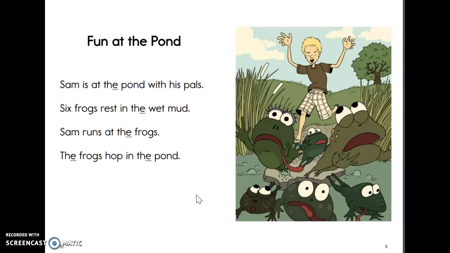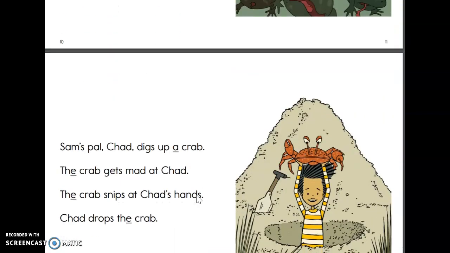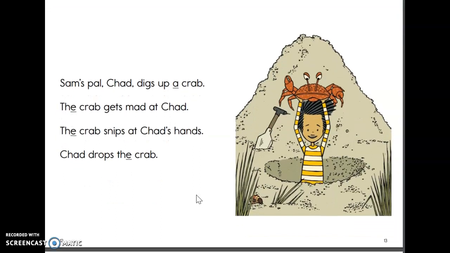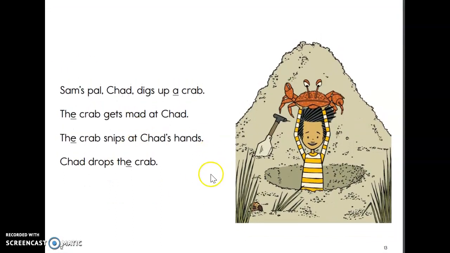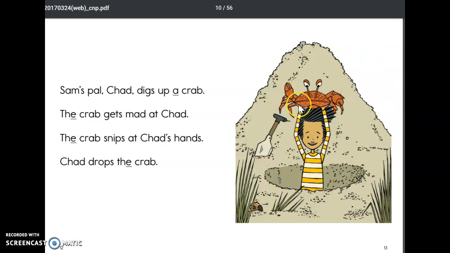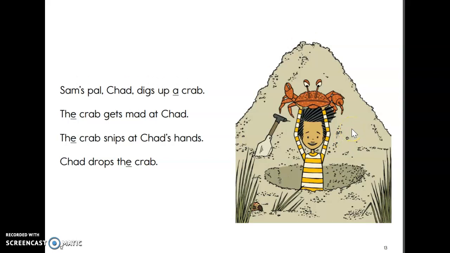My next question is, what does Sam's pal Chad dig up? Remember to answer in a full sentence. If we need a reminder, we can always flip back in our story to the page that the question is about and look at the words and the illustration to give us a clue. So again, that question was, what does Sam's pal Chad dig up? And your answer should have been, Sam's pal Chad digs up a crab.